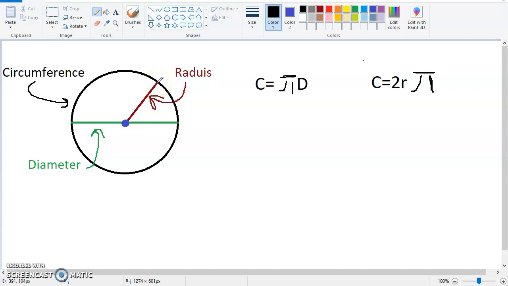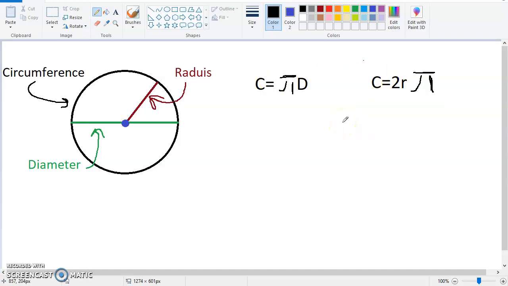And then we also talked about that the radius and diameter have a special relationship. The diameter is 2 radii. So if you take the radius and multiply it by 2, you get the diameter. The radius is exactly half of the diameter. And then we also talked about these two formulas for finding the circumference of a circle. C, the circumference, equals pi times the diameter, or C equals 2r times pi. We know that these are basically the same thing because 2r is the diameter. So these are technically the same formula, but for simplicity, we're going to separate these into two different formulas.